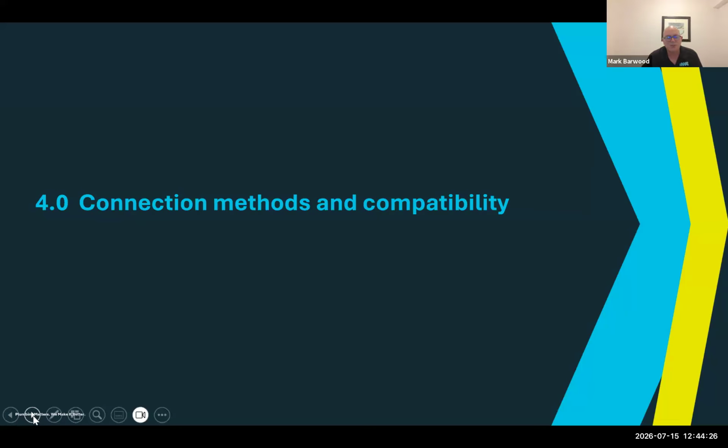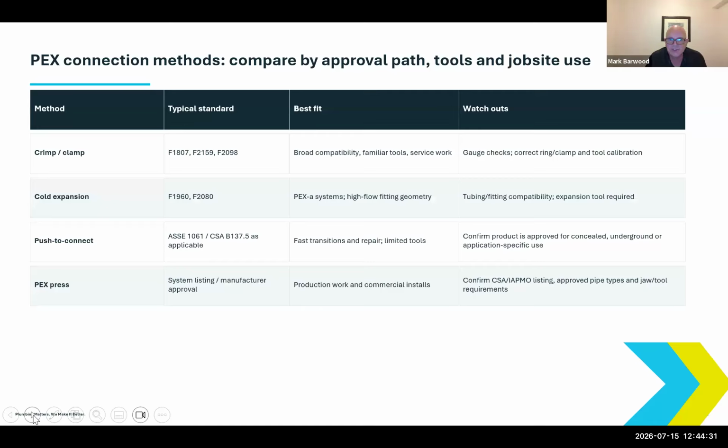Just quickly, PEX wouldn't be PEX unless we talk about connection methods. The most common PEX connection method was always crimp. It's a copper ring: the fitting gets put inside the pipe, the copper ring is on the outside, and they use a crimp tool to make the connection. It's been around the longest. I think people trust it. The standards for that are F1807, F2159 or F2098.